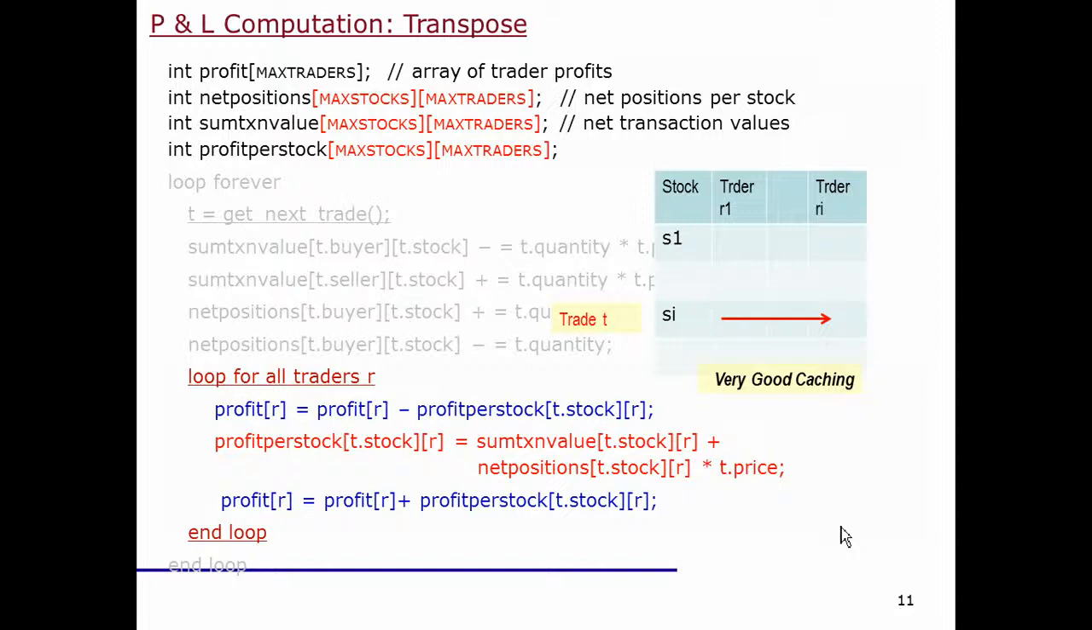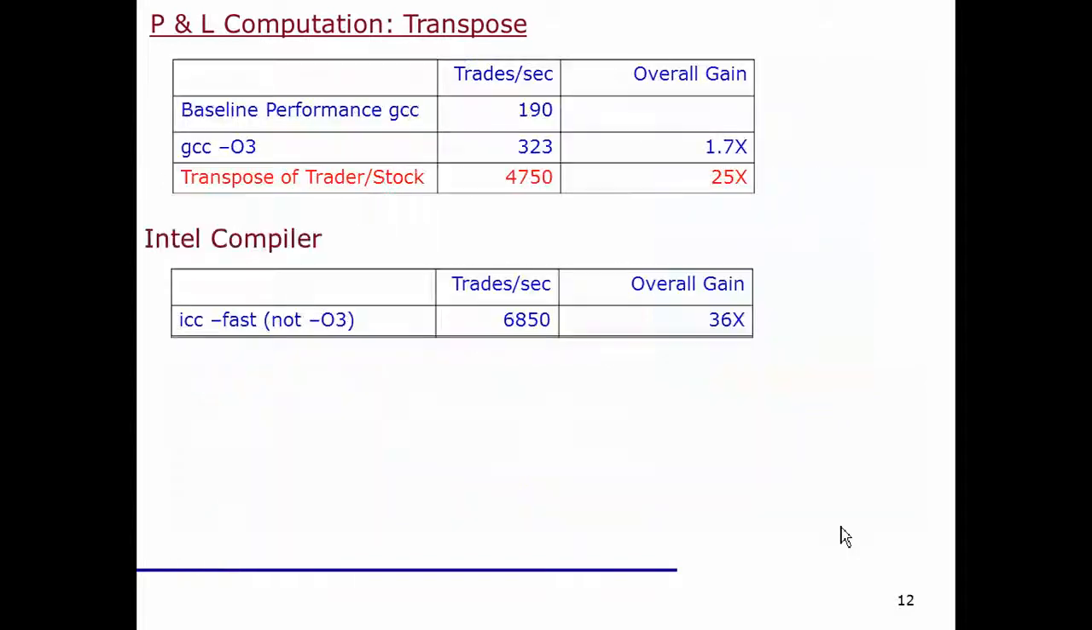Now just a simple change, which is not a major code change, yielded tremendous benefits, and as you can see from 323 trades per second we jumped to 4750 trades per second, an overall gain of 25 times compared to our initial baseline.